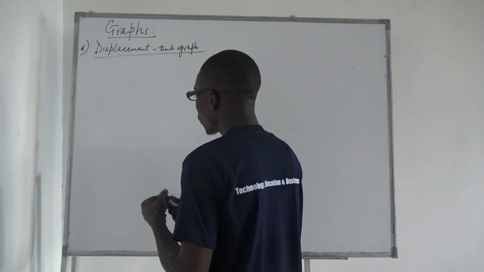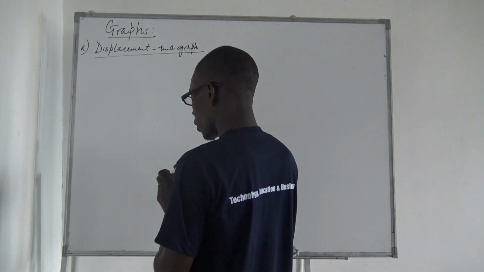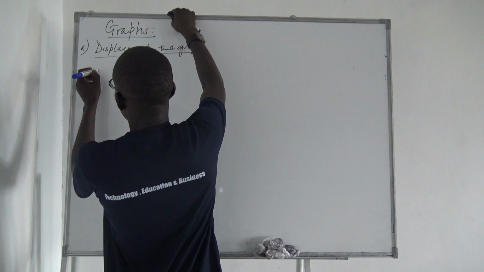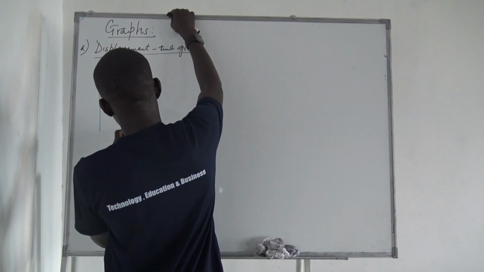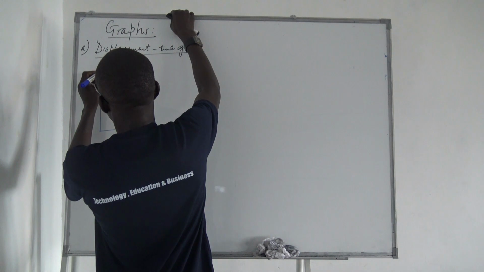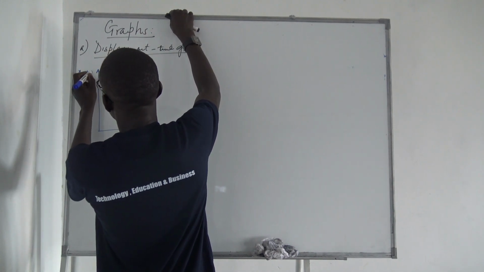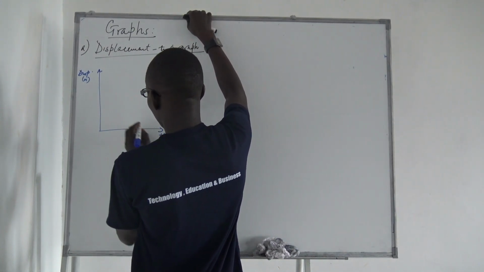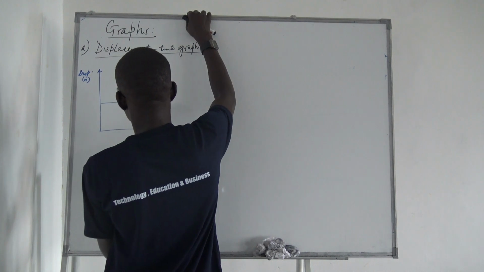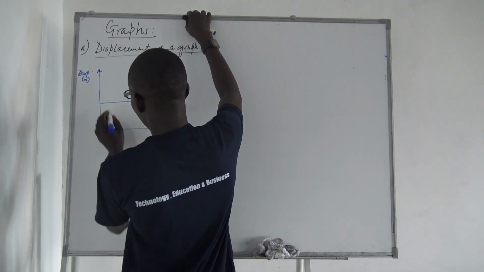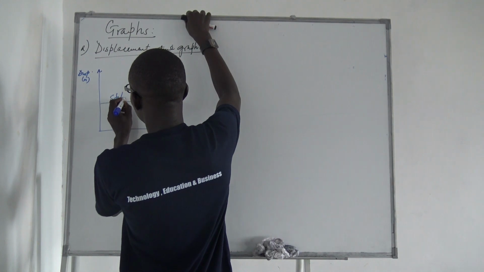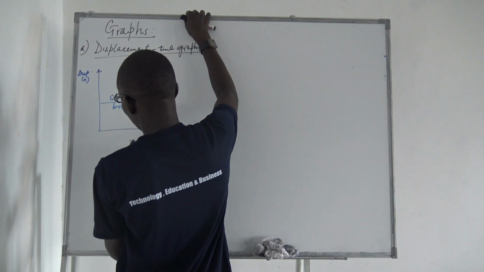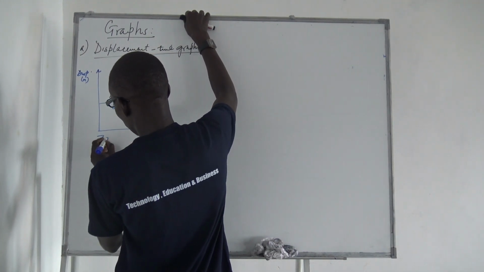So let's begin with the stationary body. If I have this, this is displacement, which will be in meters, against time, that will be in seconds. Supposing I have this, this is for a stationary body, isn't it? With zero gradient.